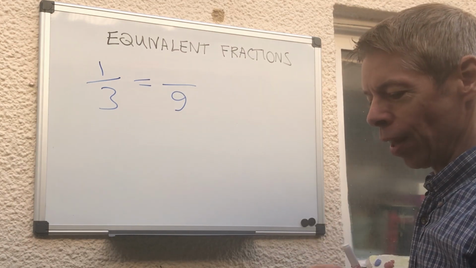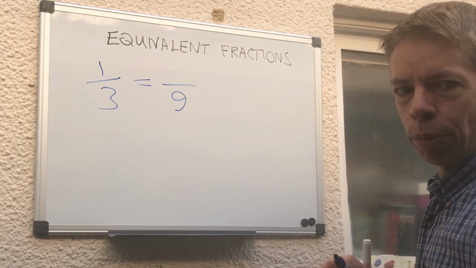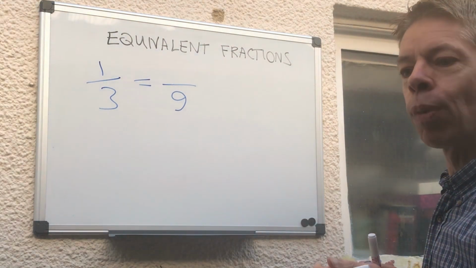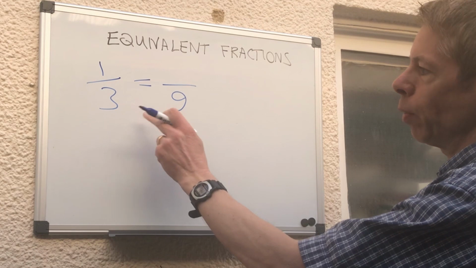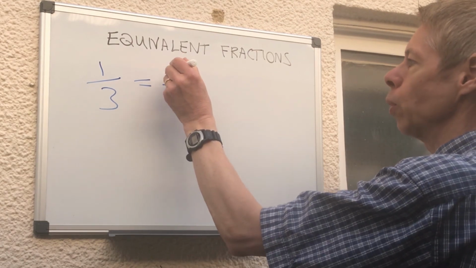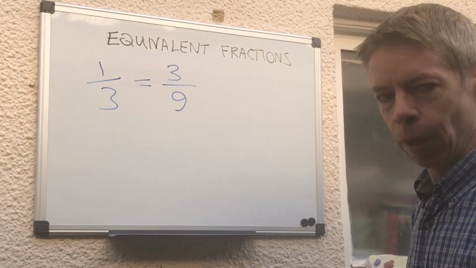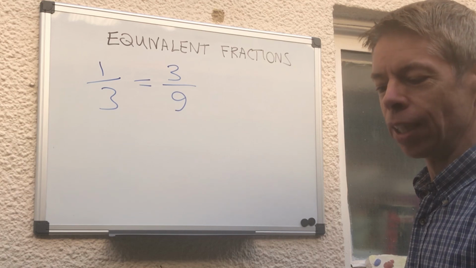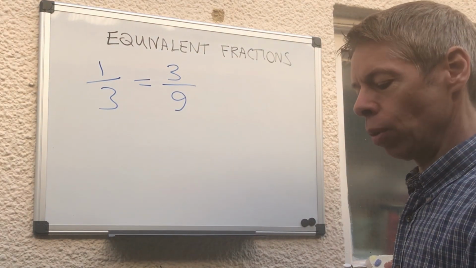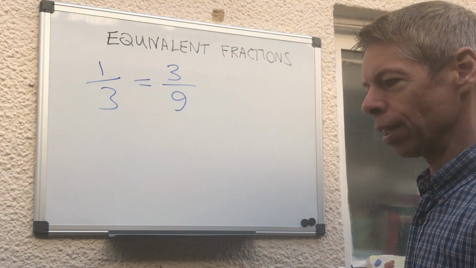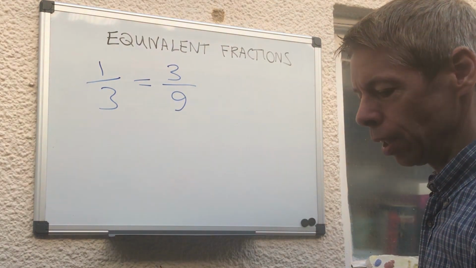A little trick with maths: practice, practice, practice. Because most of the children that I tutor, they will tell me straight away that 1/3 equals 3/9. They wouldn't need to think about it. And that is really where you need to get to if you want to do well in maths. You don't need to be thinking, what is 4 times 8? You know that it's 32.